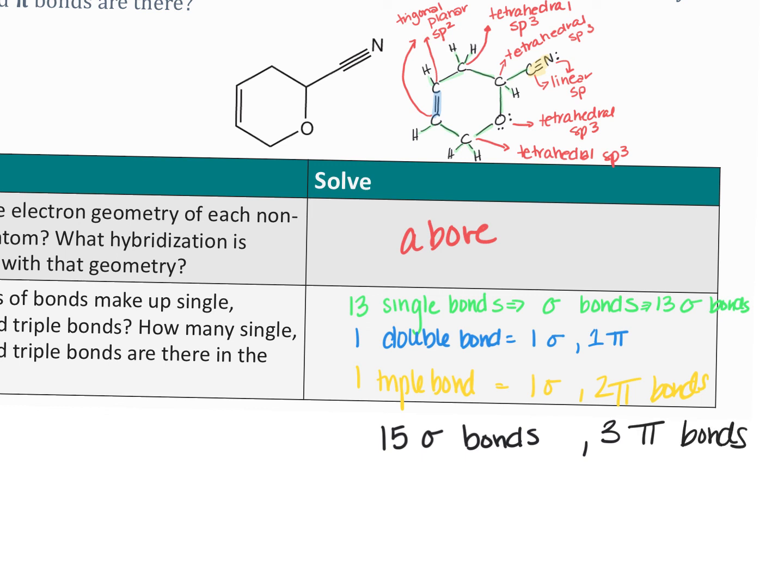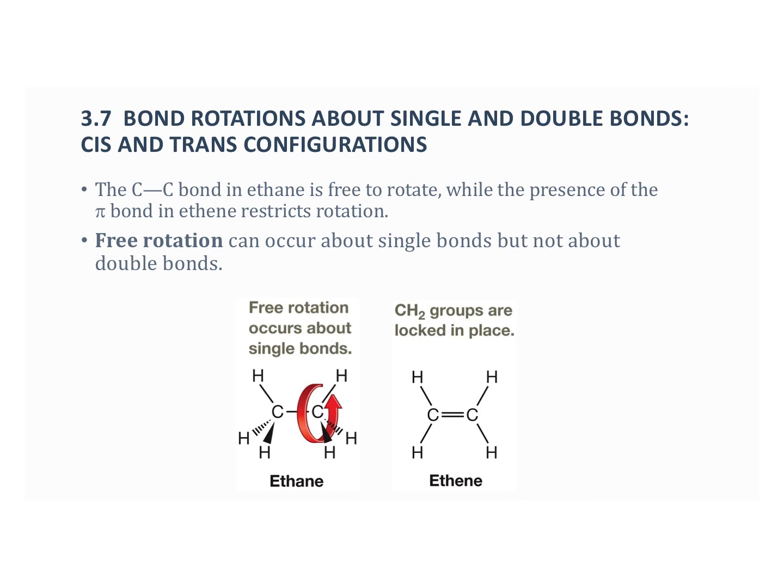Okay? And so this is just a really quick way for us to be able to identify each of these individual things. Now, this concludes Screencast 2. I accidentally brought over a slide from Screencast 3, so even though it says there's another slide, there's not really one. And so we are going to pick up here in bond rotations about single and double bonds in the next Screencast.